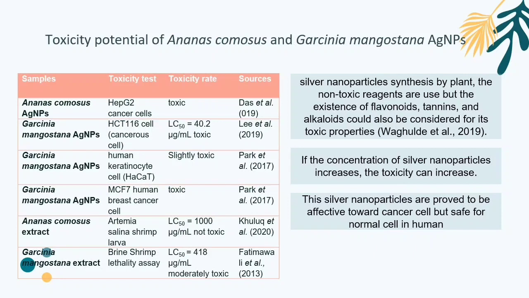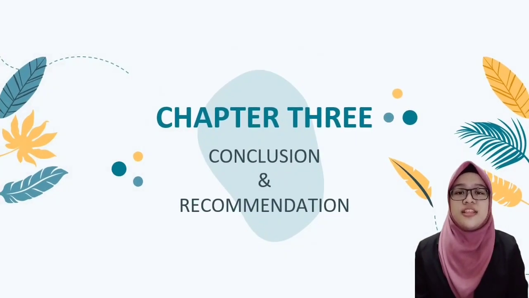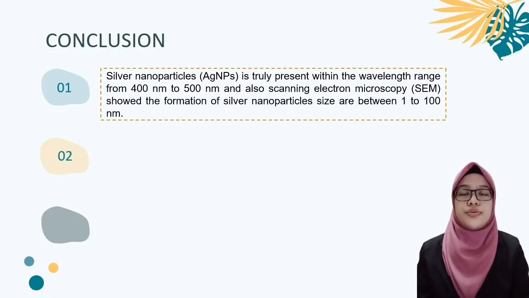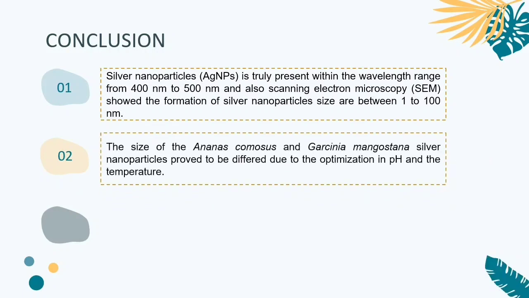the human cancer cell. The last part in this presentation is Chapter 3, which is the conclusion and recommendation of this study. To conclude this review, the SEM showed that the size of the silver nanoparticles is within the range of 1 nanometer to 100 nanometers. Second, the size of Ananas comosus and Garcinia mangostana silver nanoparticles differed due to the optimization in pH and temperature.